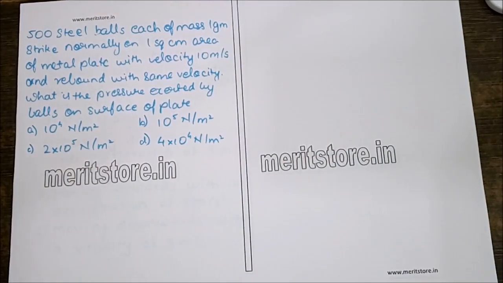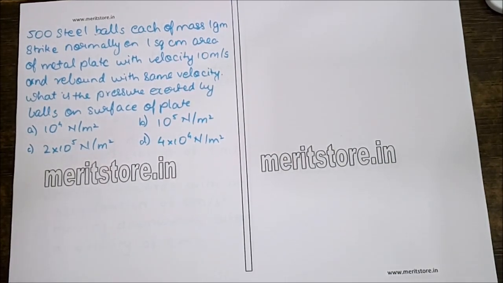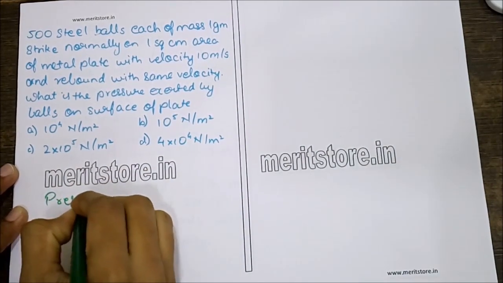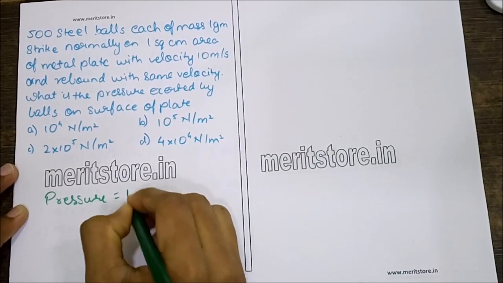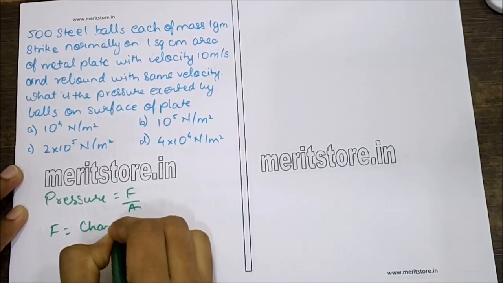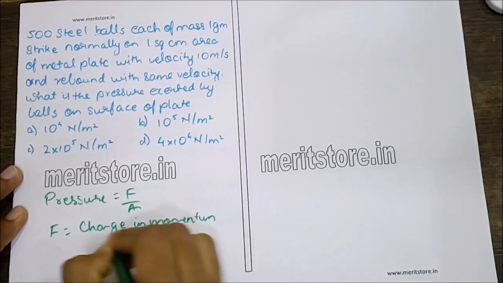500 steel balls, each of mass 1 gram, strike normally on 1 centimeter square area of a metal plate with velocity 10 meters per second and rebound with the same velocity. What is the pressure exerted by the balls on the surface of the plate? The options are 10 raised to 4 newton per meter square, 10 raised to 5 newton per meter square, 2 into 10 raised to 5 newtons per meter square, and 4 into 10 raised to 4 newtons per meter square. Now, the formula for pressure is force per unit area, and force is nothing but change in momentum per unit time.